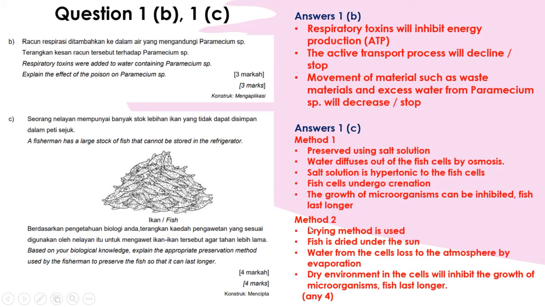Method 2, the drying process. The drying method is used. So the fish is dried under the sun. Water from the cells is lost to the atmosphere by evaporation. And the dry environment in the cells will inhibit the growth of the microorganism, so the fish can last longer. Okay, so this is the suggested answer for question 1C.